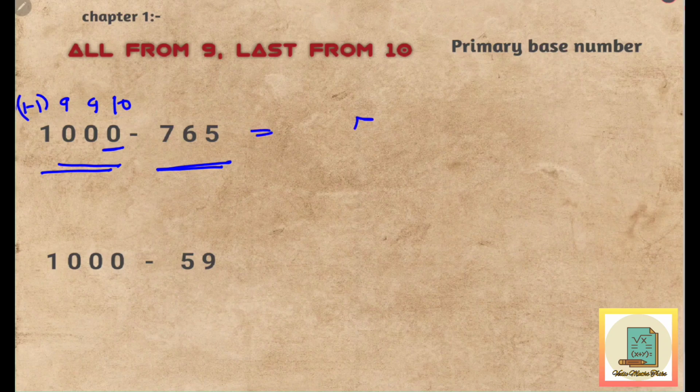10 minus 5 gives you 5, 9 minus 6 gives you 3. And 9 minus 7 gives you 2 and 1 minus 1 is 0. So 235 is the answer.